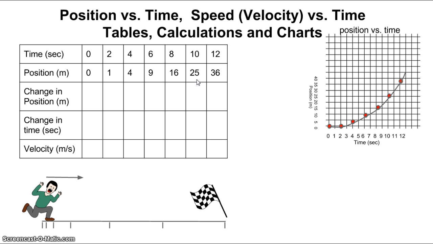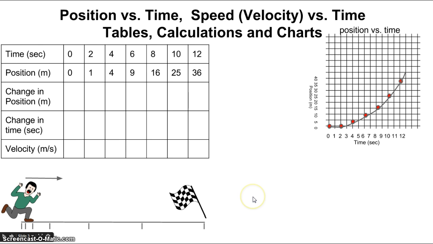Let's draw a smooth line through there. And that gives you your position versus time graph. Hey, let's take a look at speed. 1.3 presented speed as being velocity or speed.